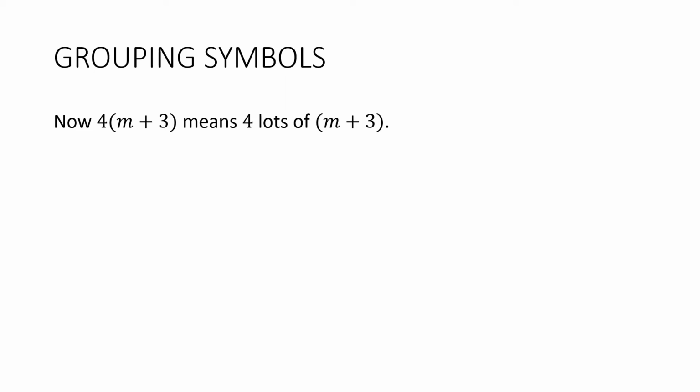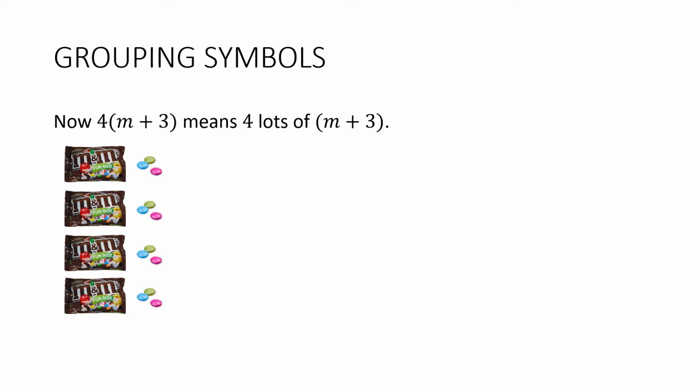So let's look at this 4 outside of m plus 3 in brackets. It means 4 lots of m plus 3. If we return to our concrete materials, it's this. So remember, this is the m and this is 3 individual chocolates. So I've got 1 lot of m plus 3 and 2 lots of m plus 3, 3 lots of m plus 3, 4 lots of m plus 3.